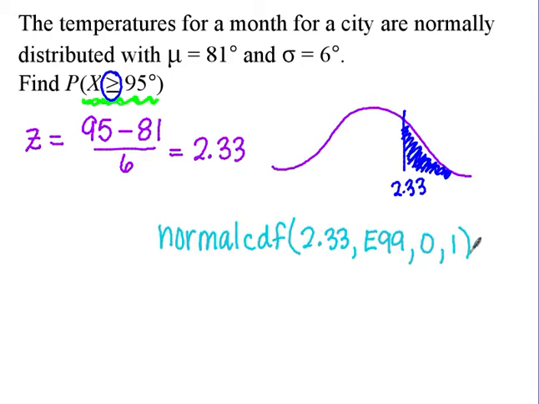I end up getting my answer to be 0.0099. If I write that as a percent, I get 0.99%. So that's something that doesn't occur very often, at least in this month. We've got less than a 1% chance that we're going to get a temperature of greater than 95 degrees.